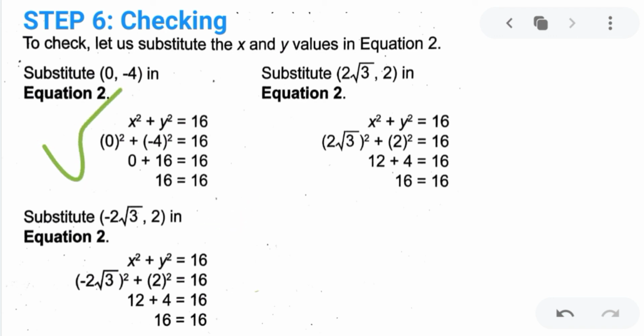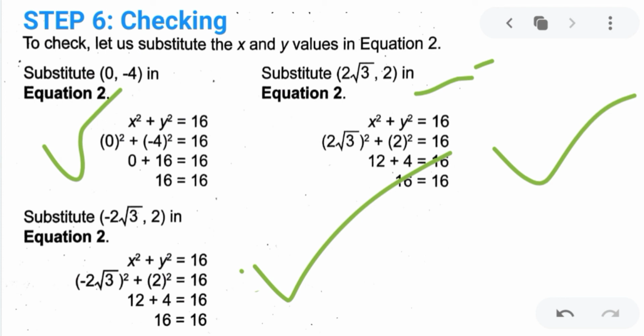Therefore, this is true. On the other hand, we have 2 square root of 3 and 2 in equation 2. So that will be the substitution. X squared, 2 square root of 3 squared, plus y squared, which is 2 squared, equals 16. 2 square root of 3 squared is 12. 2 squared is 4. 12 plus 4 is 16. So, correct. Now, substitute negative 2 square root of 3 and 2 in equation 2. We have negative 2 square root of 3 squared, that is 12, plus 2 squared, which is 4. 12 plus 4 is 16. 16 equals 16. Therefore, this is also correct. So, that is all for the understanding of the systems of nonlinear equations.